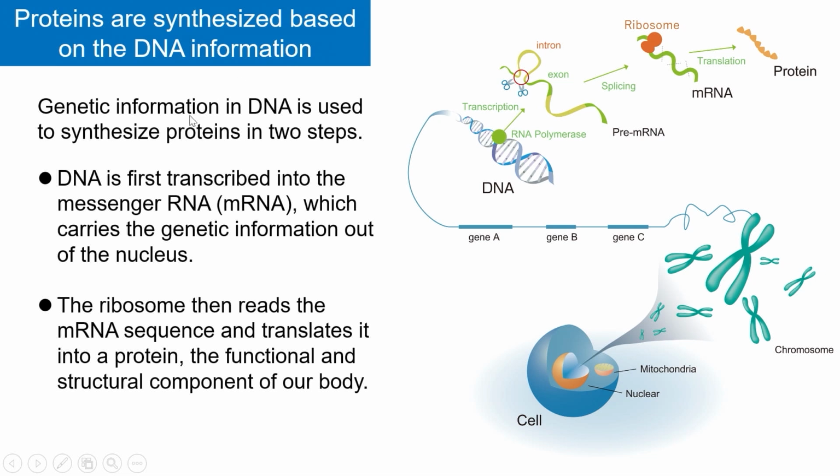Genetic information in DNA is used to synthesize protein in two steps. First, DNA is transcribed into messenger RNA like this, which carries the genetic information out of the nucleus. And then the ribosome reads the messenger RNA sequence and translates it into the protein, a functional and structural component of our body.